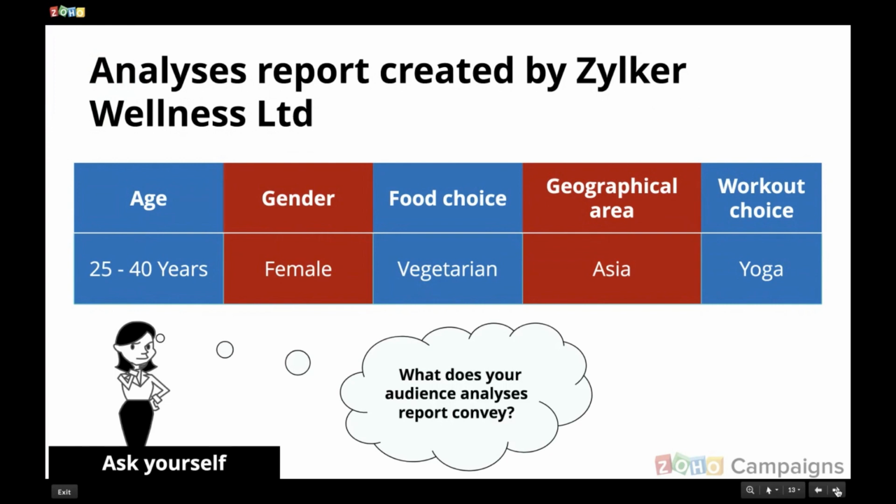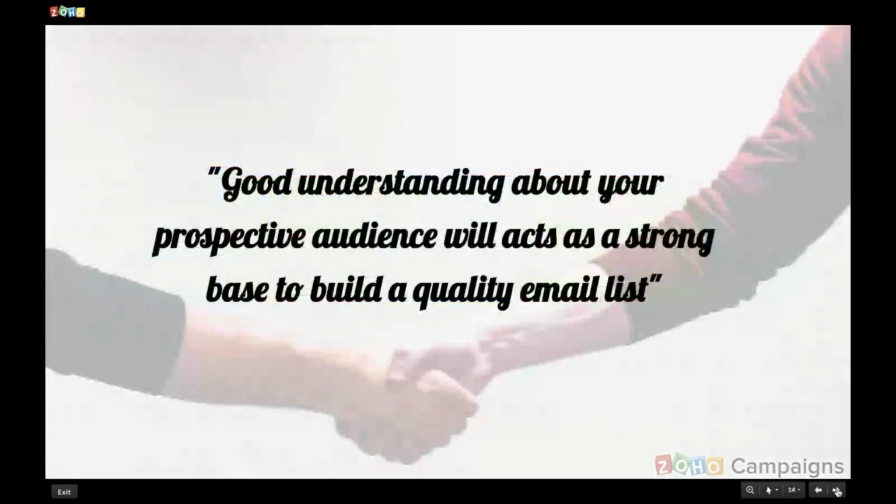So do your own research, make your own report, and move on to the next step. But before we move on, let's reflect on the first step, which is identifying your audience. A good understanding of your prospective audience will act as a strong base to build a quality email list. Good understanding equals a good quality email list, and a good quality email list always equals a very good email marketing output.